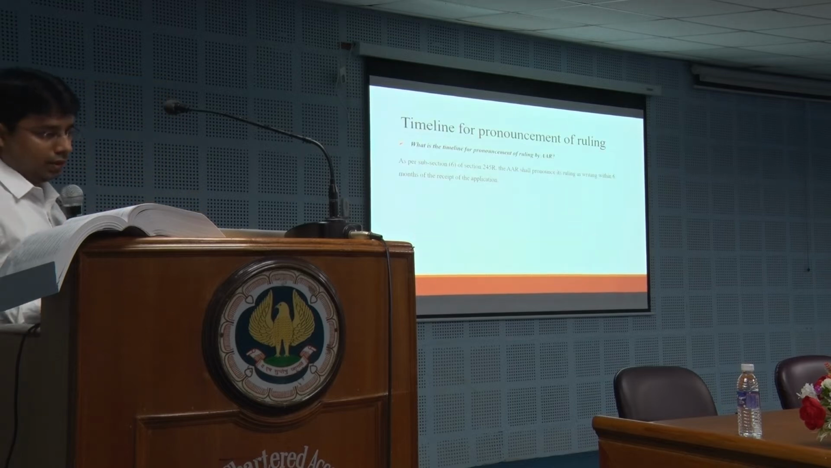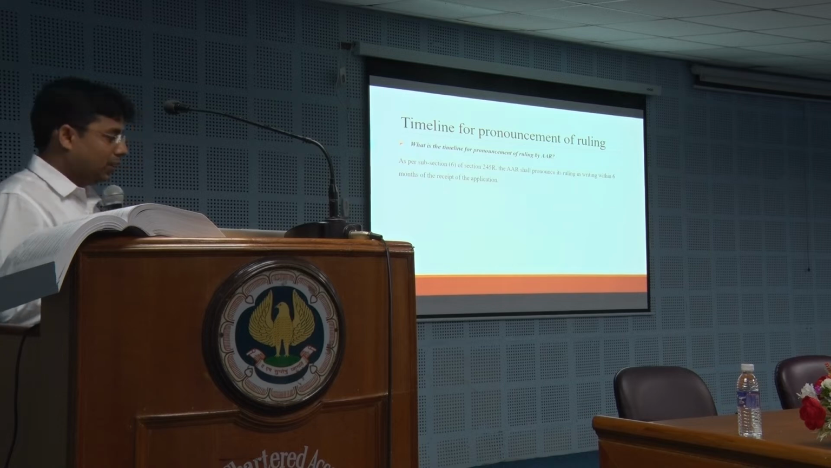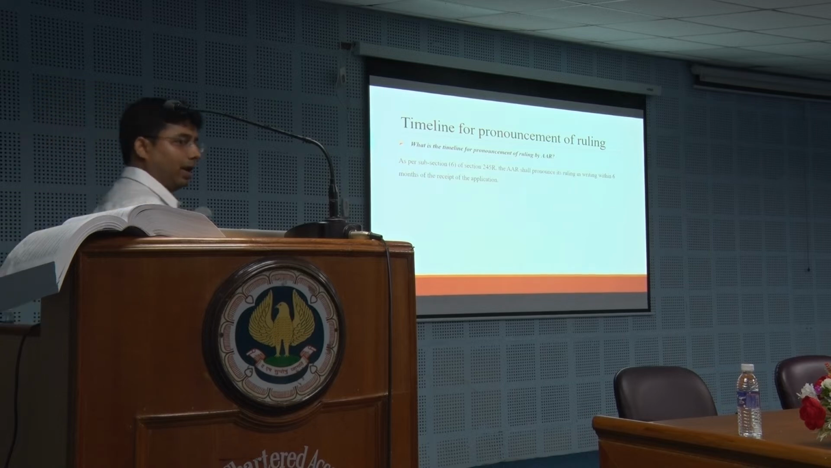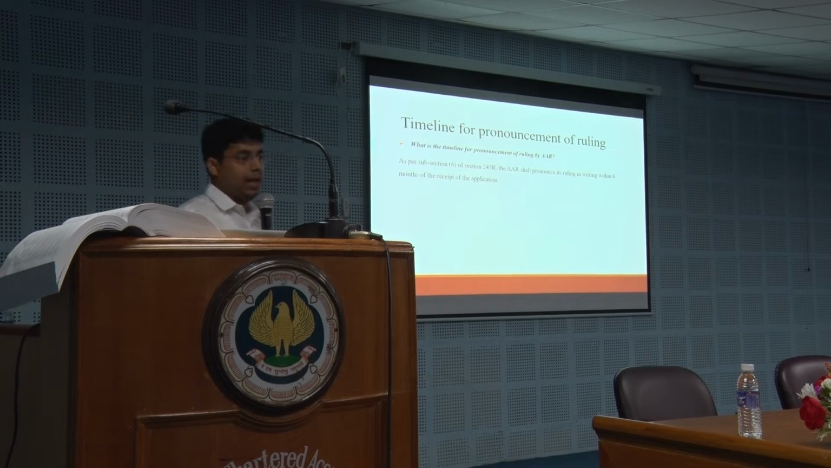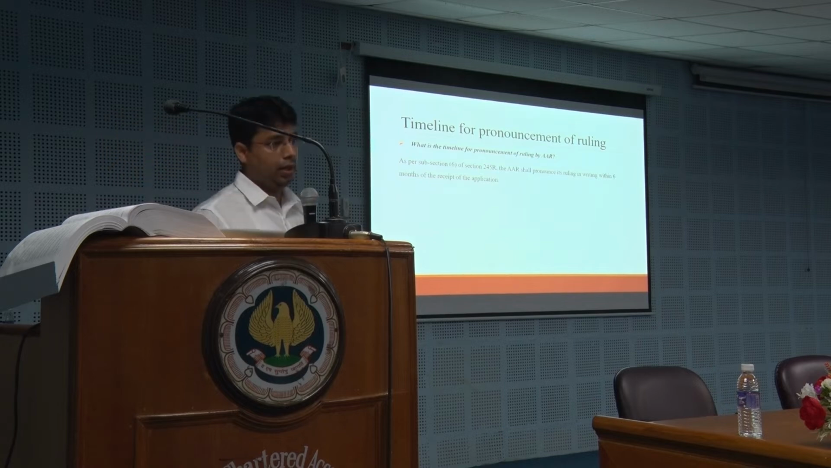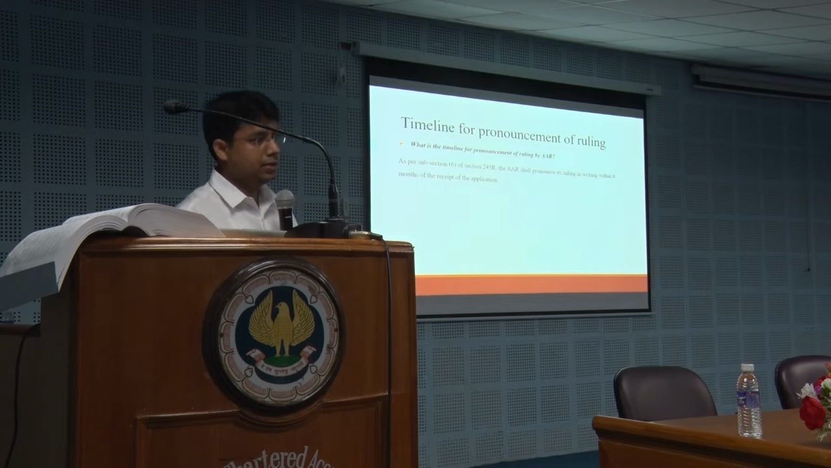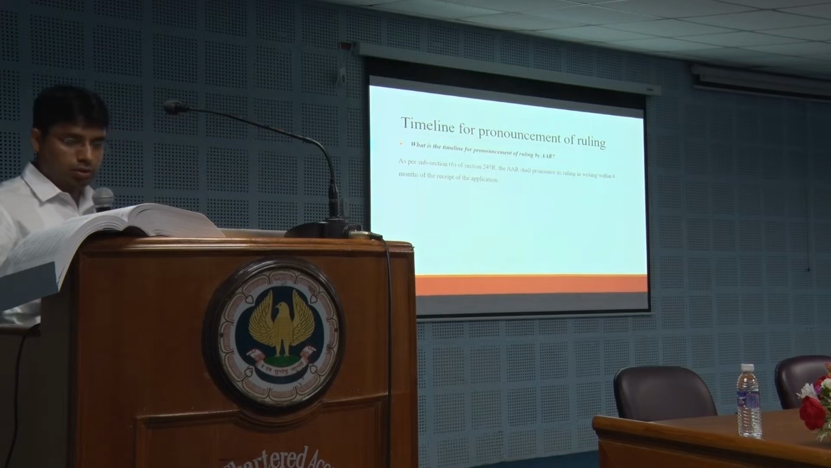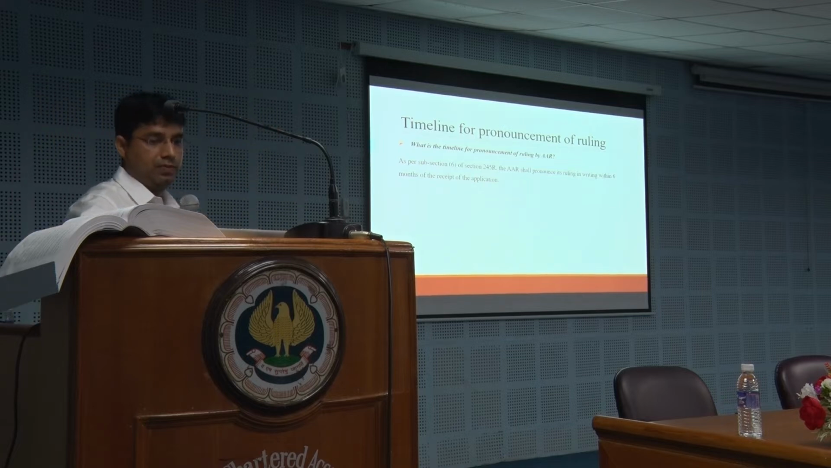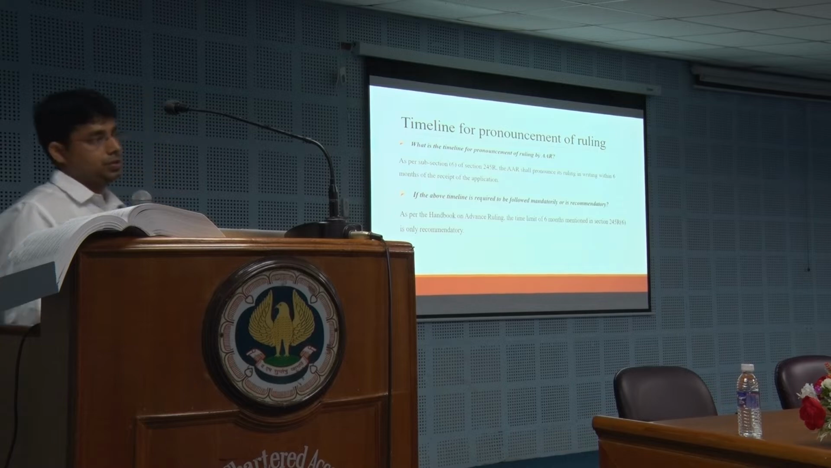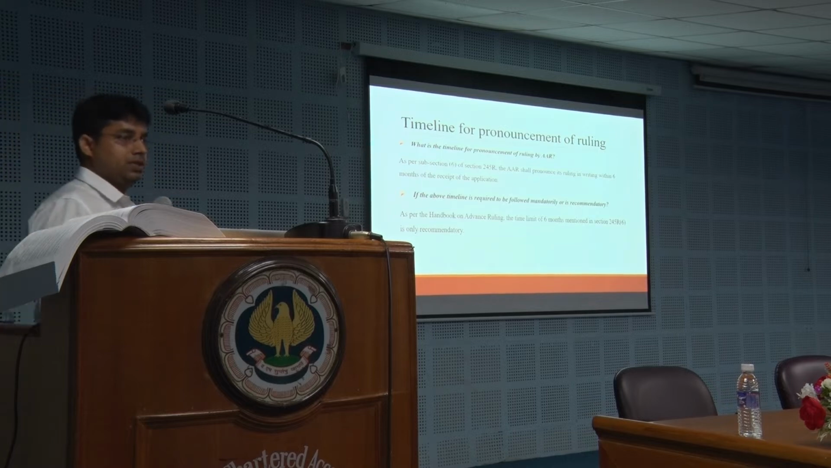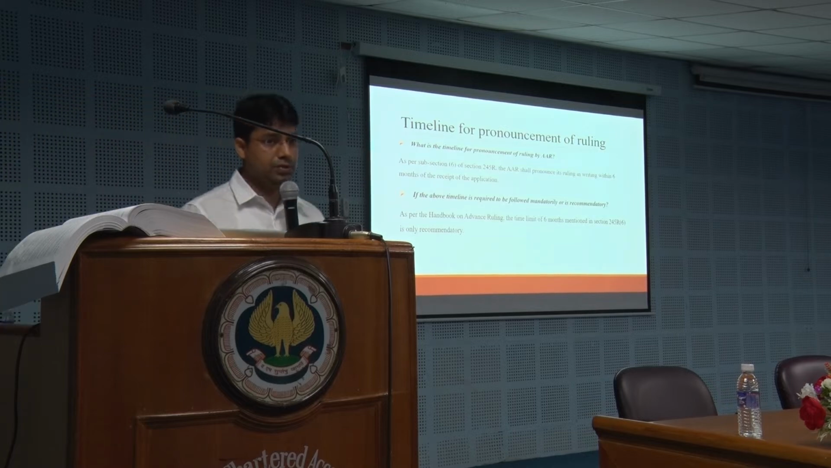But what is the timeline? It's very visible on the slide. What is the timeline to get a ruling from AR? The timeline is 6 months as per the regulation. Now the question is, practically we don't see any order coming within 6 months, not even admission happens within 6 months. So is it recommendatory or directory? The handbook on AR clearly specifies that this is only recommendatory. They endeavor to do this within 6 months. It may not practically happen within 6 months.